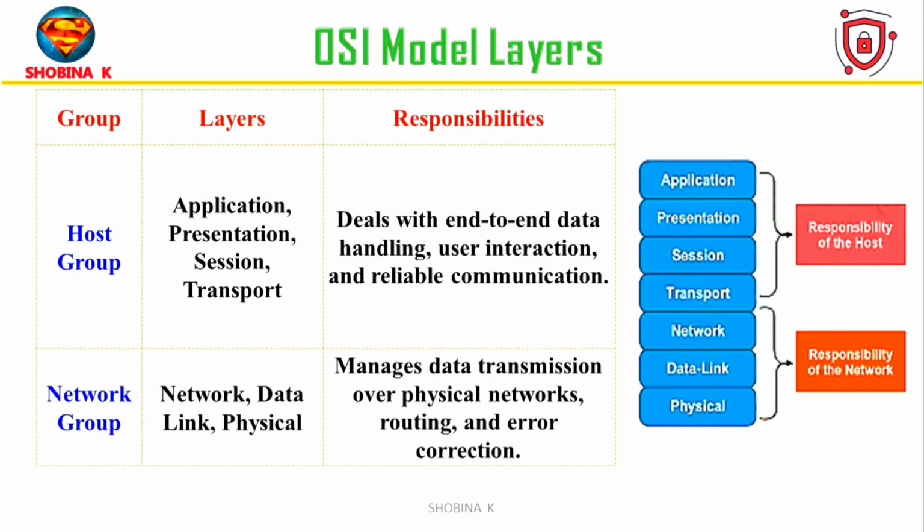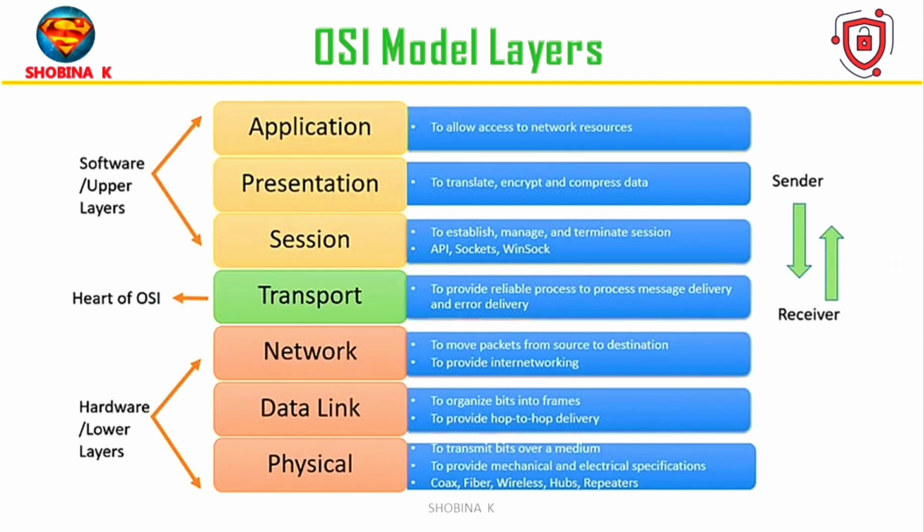Next up, the network group, which are lower layers. These layers deal with actual transmission of data across the network. They ensure that data can travel from one host to another and handle data transmission over different types of networks. The network group includes network layer, data link layer, and physical layer.